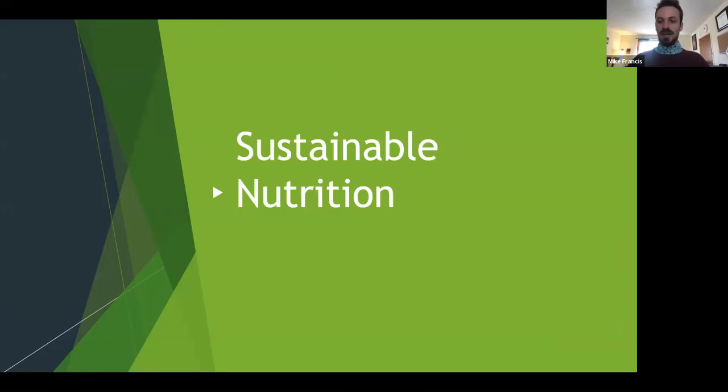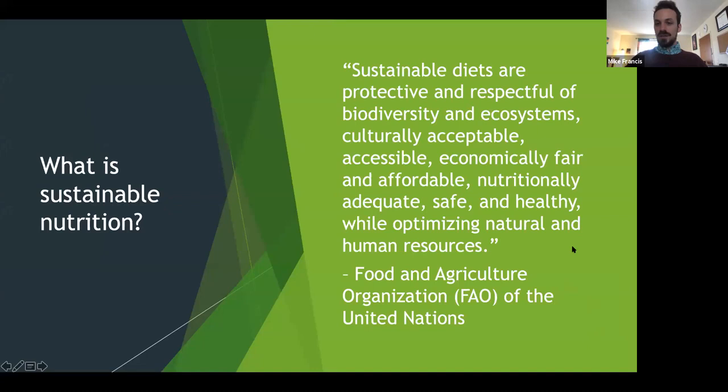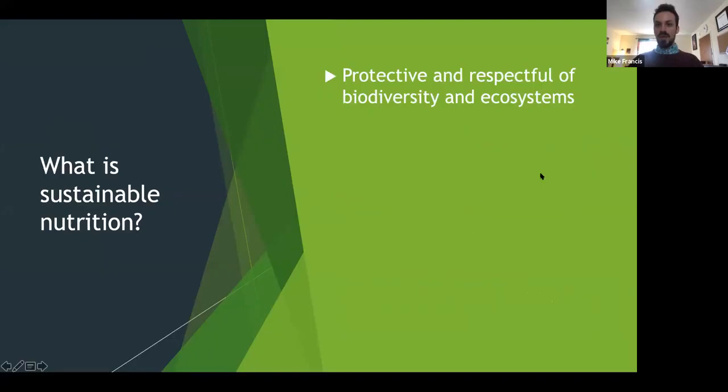The Food and Agriculture Organization of the UN puts out this statement. When I see a big paragraph like this, my eyes sort of glaze over. So what I did was I split it up into bullet points for you guys. So what does the UN say about sustainable nutrition? Well, they say it's protective and respectful of biodiversity and ecosystems, culturally acceptable. In other words, I can't go to Israel and say, hey, I just found this great diet. You just eat bacon every day. And, you know, that's totally sustainable for you guys. So it has to be culturally acceptable.